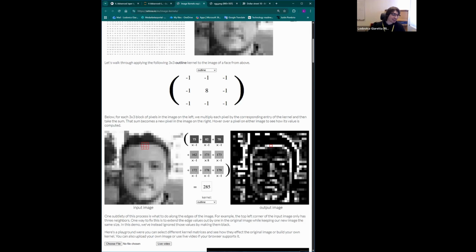And what effectively this does is that it gives us white where there is a change in color, in brightness, and it gives black where all the 8 pixels are very similar in color. So it has this effect of outlining the image, drawing the borders of the image.